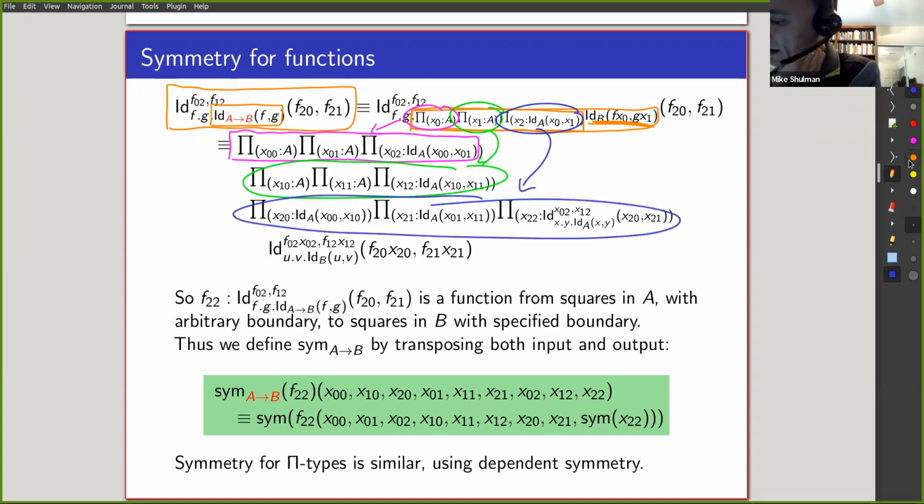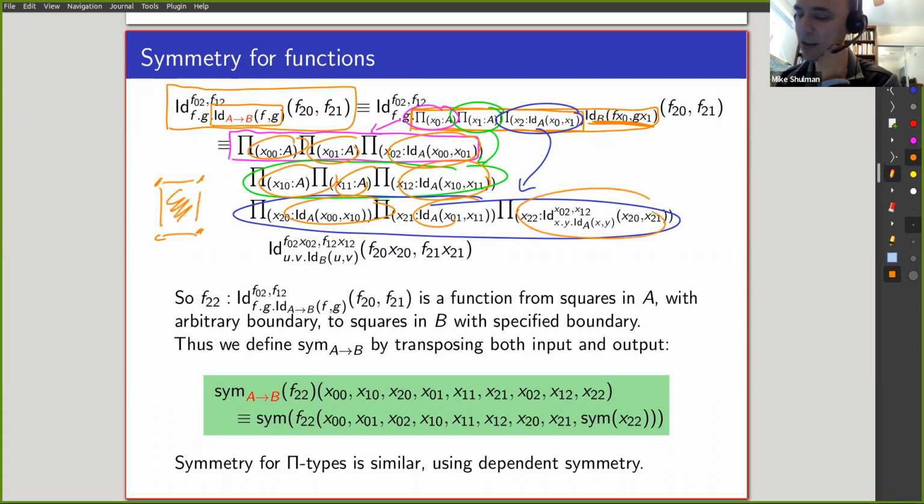And if you look at exactly what these nine pi's look like, it's actually describing exactly a square in A, right? So I've got four points in A, and then I have four identifications in A, and then I have a square that fits in them. And then the output here is going to be id of this thing here, which is just a square in B. So a square in a function type is a function from squares to squares.